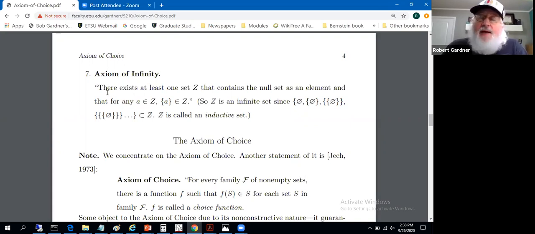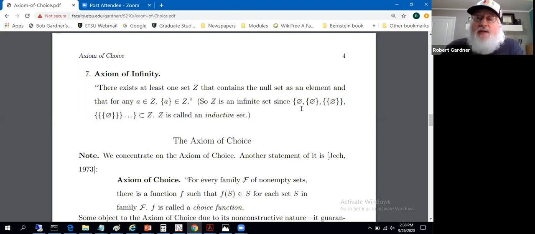So here's how Zermelo claims the existence of an infinite set. There exists at least one set Z that contains the null set as an element, and that for any A in this set Z, the set consisting of A is in set Z. Okay. It's not immediately obvious that this implies the existence of an infinite set, but think of it like this.